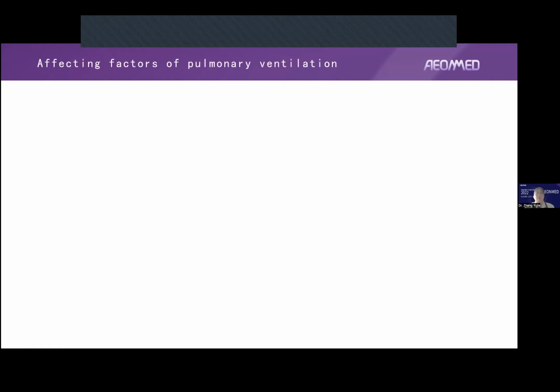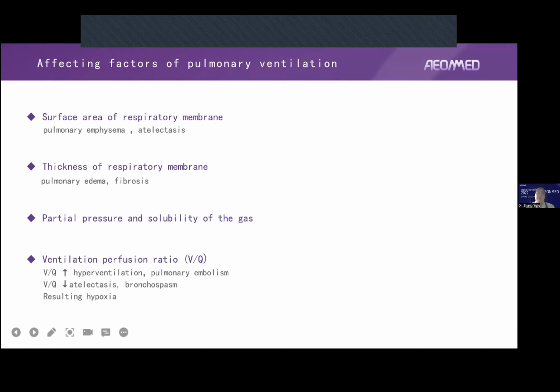So what are the factors? First, the surface. Pulmonary ventilation efficiency is proportional to the surface area of the respiratory membrane, and inversely proportional to the thickness of the membrane. For example, when pulmonary edema happens, the interstitial layer is thickened, which will finally affect our respiratory ventilation efficiency.